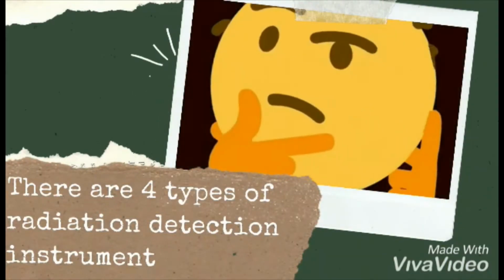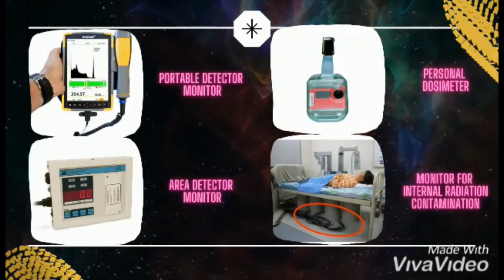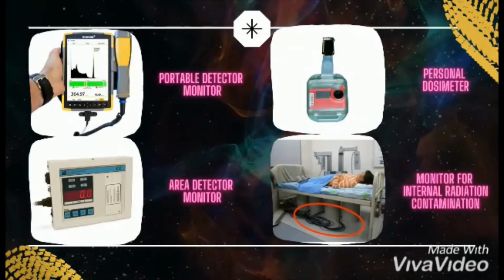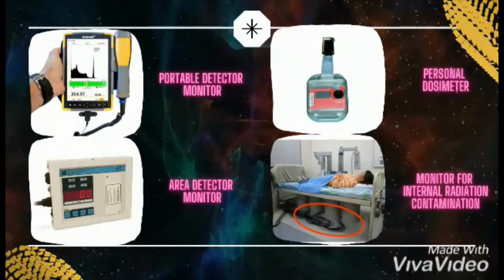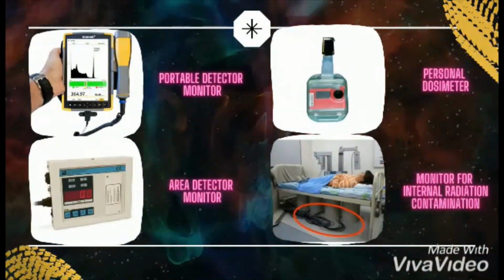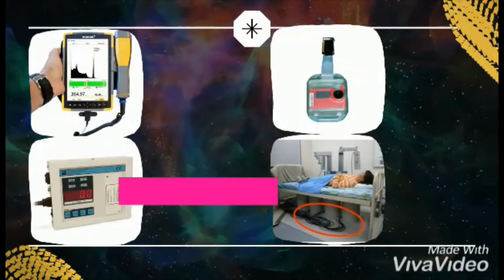There are about 4 types of radiation instruments: portable radiation monitor, area radiation monitor, personal dosimeter, and monitor for internal radiation contamination. These instruments are used to detect radiation. Now, let's dig into it.